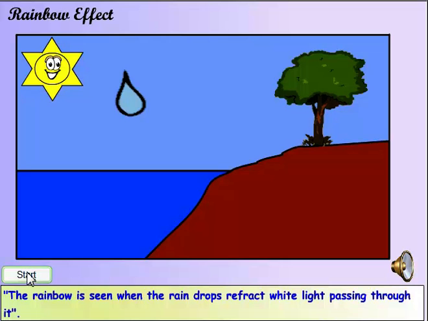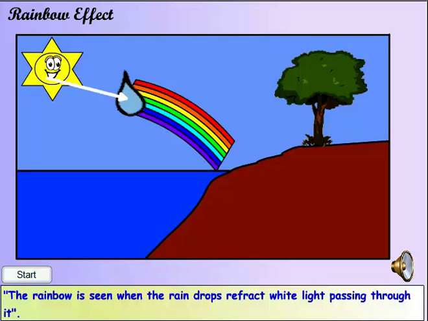A rainbow is normally seen in places where there is rainfall. The water droplets in the air act as prisms. White sunlight passing through the droplets refracts in the droplet into the 7 colors which we see as the rainbow.